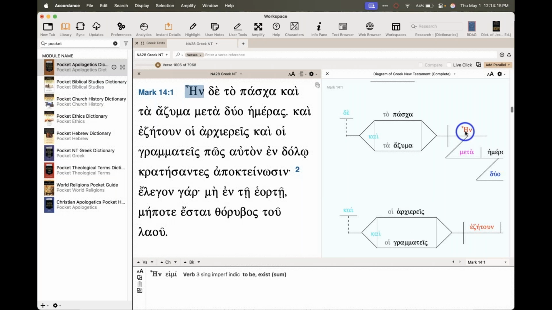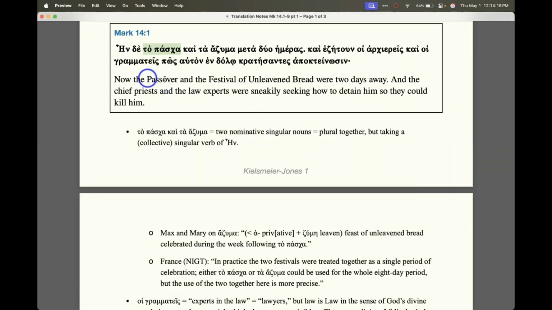So in English, would you say, I suppose you could, the Passover and the Festival of Unleavened Bread was 2 days away? You could do that if you think of that as one big collective feast. We'll come back to that in a minute because we have to get into the historical background for that. But Greek also, in English can do this sometimes too, but in Greek, you've got a collective noun, which is plural, essentially functioning as a singular.